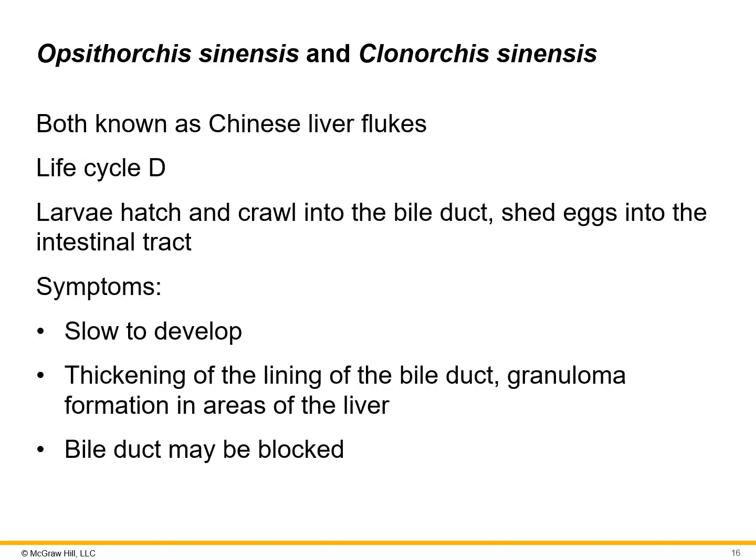Opisthorchis sinensis, and also Clonorchis sinensis. These are referred to as Chinese liver flukes. They have the cycle D that occurs. Those larvae hatch and crawl into the bile duct, shed the eggs, and then those move into the intestinal tract. This is slow to develop symptoms, with thickening of the bile ducts. Granulomas can form in the liver and can even block those bile ducts.